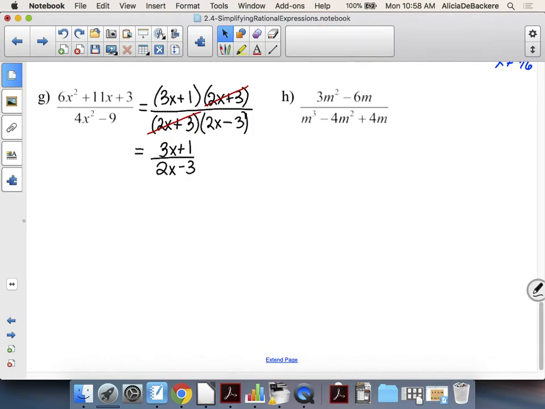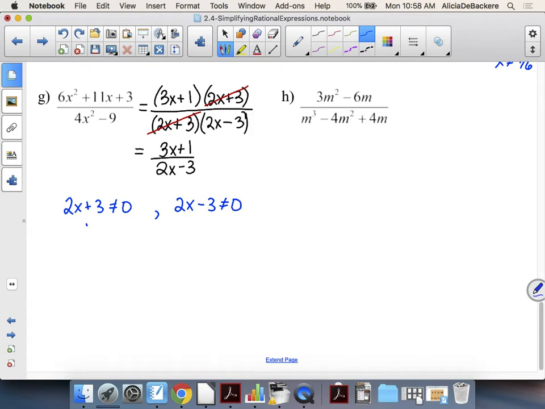Again, looking for restrictions, I'm looking at my original denominator before I canceled. So I can see there that I had 2x plus 3 cannot equal 0. And I also had 2x minus 3 cannot equal 0. So I'll simplify both of these. I'm going to move the 3 to the other side by doing the opposite operation, and then divide out the 2. And then same thing with the other guy. So I have two restrictions.